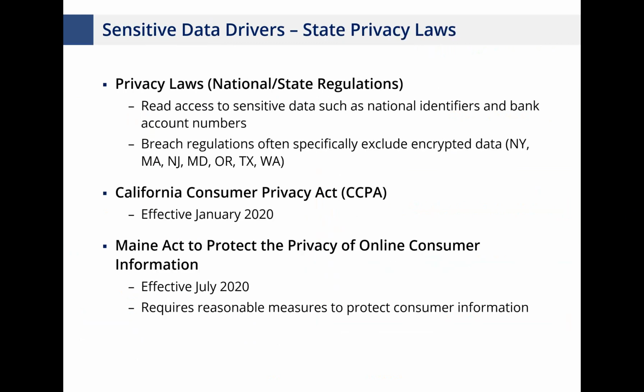Another area that's really coming up recently is the state privacy regulations. California had a regulation for a while, and there were some other ones. Massachusetts has a pretty rigorous standard. But recently, a couple states have come online with very detailed regulations. The first one being the California Consumer Privacy Act, which becomes effective January 2020. Maine has actually outdone California, so the state of Maine has an even more rigorous standard, and that becomes effective July 2020. And the Maine standard requires reasonable measures to protect consumer information.